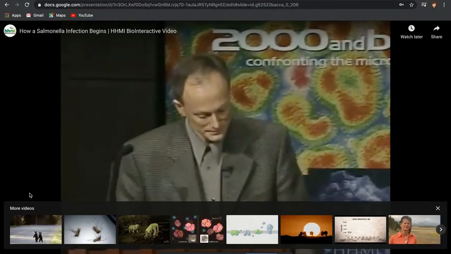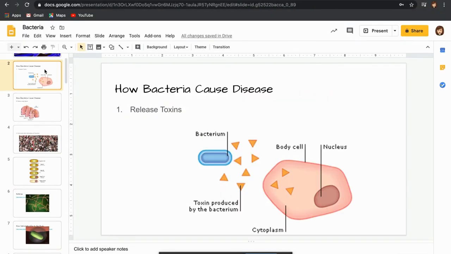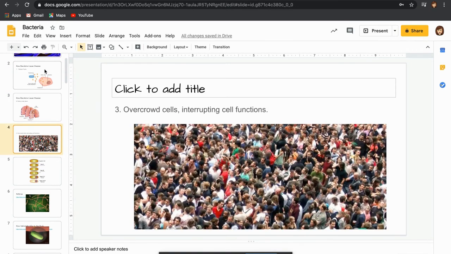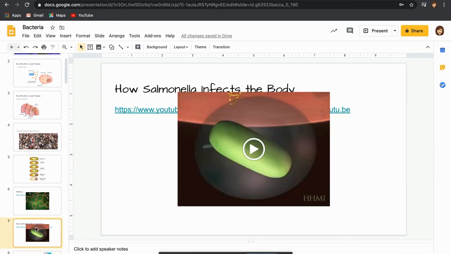Okay, so how do bacteria cause disease? In summary, they release toxins, and they destroy your body cells, thus destroying your tissue. They overcrowd cells, interrupting their normal function. They create breathable spores that enter your body and cause disease. And then they can enter your body cells, form protective coats around themselves, and multiply. Once they are multiplied in your body, they can cause you to have increasingly worse symptoms.